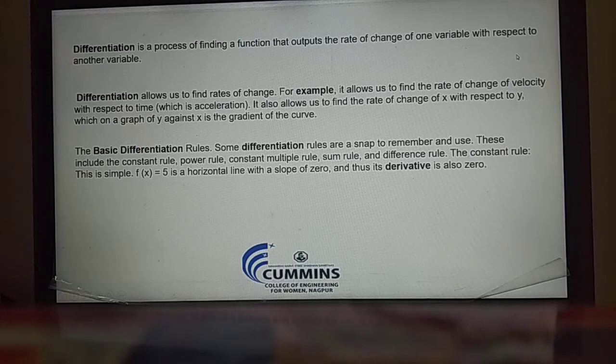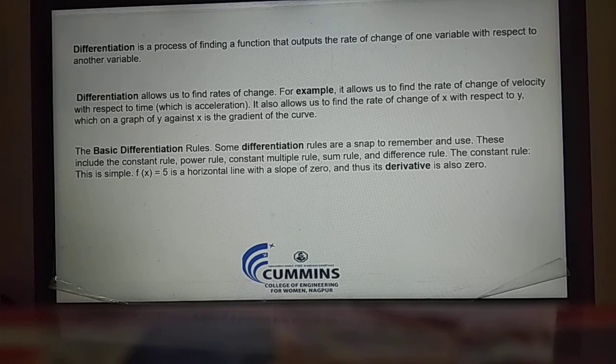Now first of all, we must know what differentiation is. Differentiation is a process of finding a function that outputs the rate of change of one variable with respect to another variable. Means differentiation allows us to find the rate of change. So in general we consider an example.